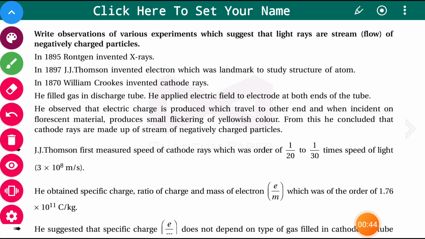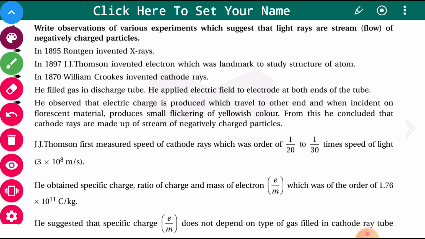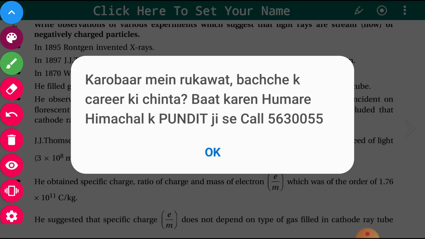Now, before beginning this chapter, in modern physics, there were certain observations of various experiments which suggest that light rays are a stream, that is, a flow of negatively charged particles. Now this is observed from different observations. They are like this.